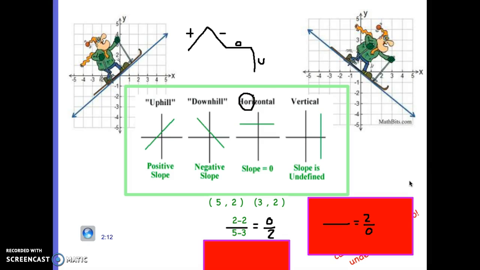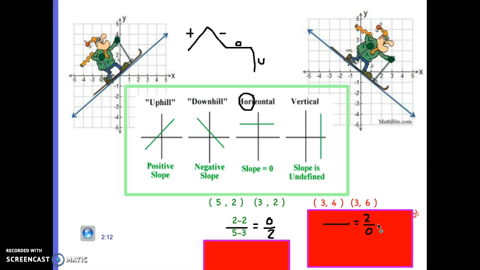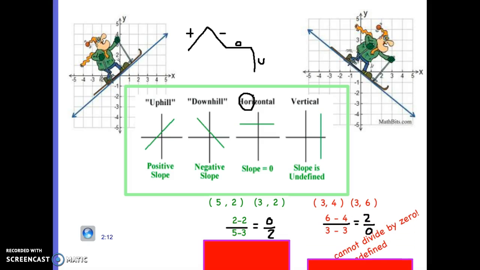With a vertical line, I've picked 2 points on there. Let's say we have (3, 4), which would be like right here, and (3, 6), which would be right here. Let's find the change in y over the change in x. So the change in y, 6 minus 4 is 2, and the change in x is 3 minus 3 is 0. You cannot divide by 0, so that's why every vertical line has an undefined slope.